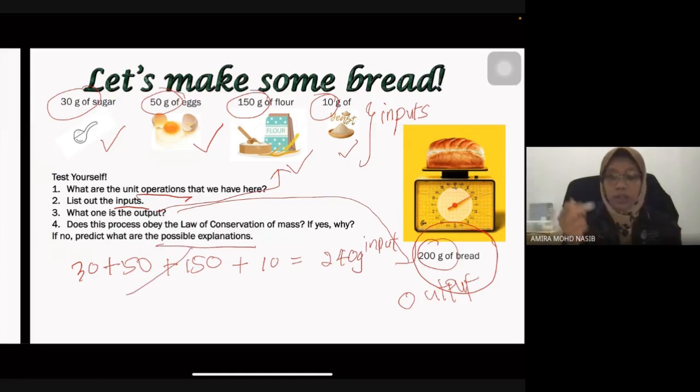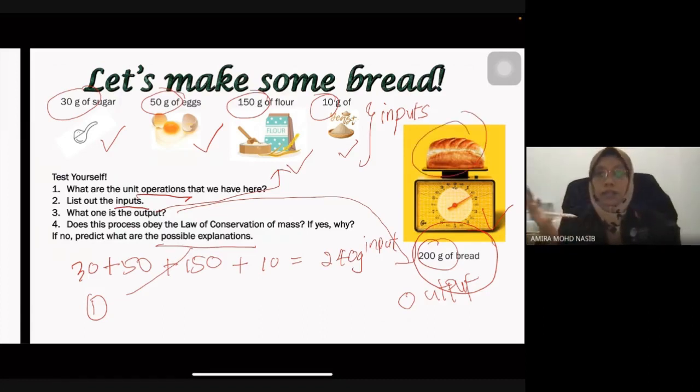The possible explanation is that maybe there is some inaccuracy in terms of weight. Also, maybe some of your ingredients did not turn into bread, but turned into CO2 or H2O because you are baking, right? You burn something. Some of the ingredients burn into CO2 or H2O. So these are the explanations, but the conservation of mass must be followed.